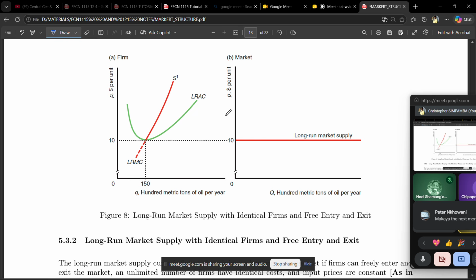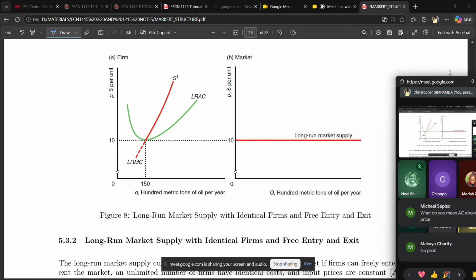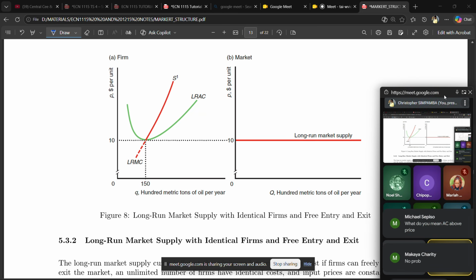How can I put it? If you're a firm, you have a supply curve, right? Do you sell goods to yourself or do you sell in the market? Someone to answer this question for me.